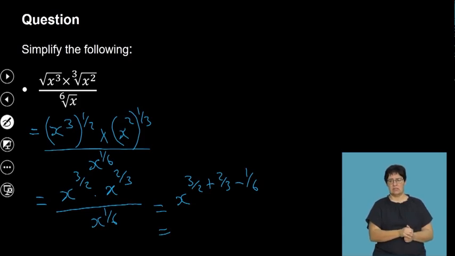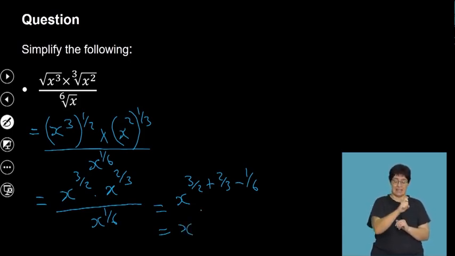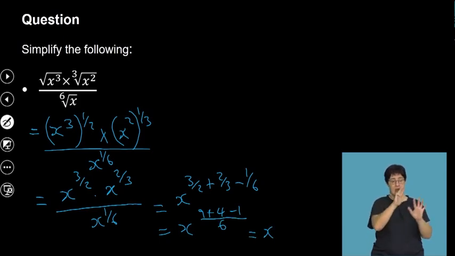But my LCM here will be 6. So it means for this to be 6, I multiply it by 3. So that's 9, plus that 6 there, that 4 I mean. So it will be x to the exponent of 9 plus 4 minus 1 all over 6. Which will then be x to the exponent of 9 plus 4 is 13, minus 1, that's 12, divided by 6, which will just be 2. And then that will just be my answer there, x squared. That will be the answer, right?